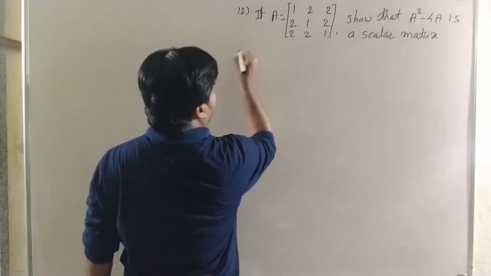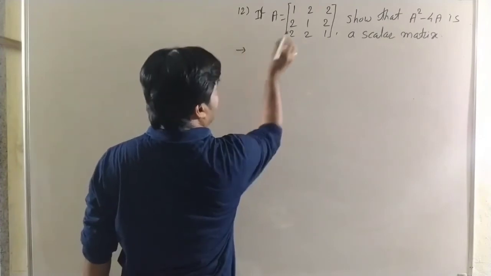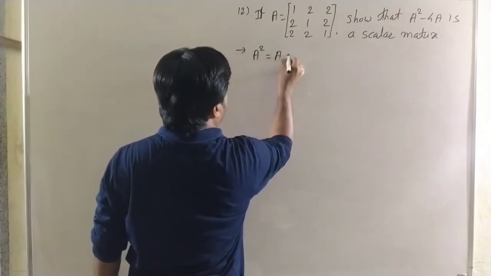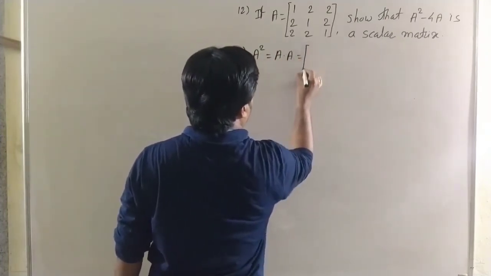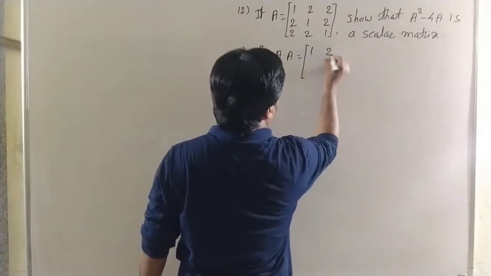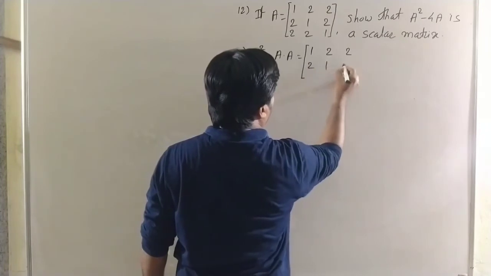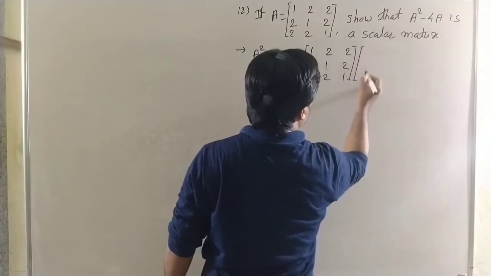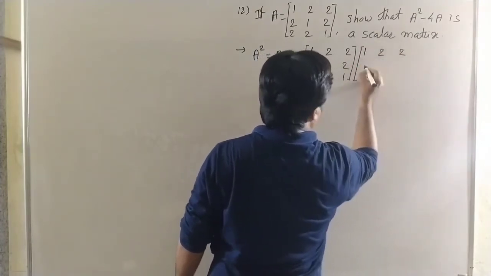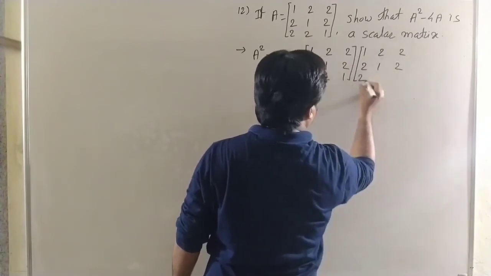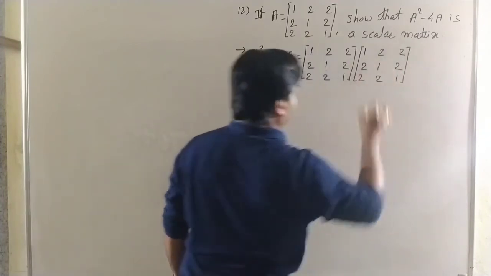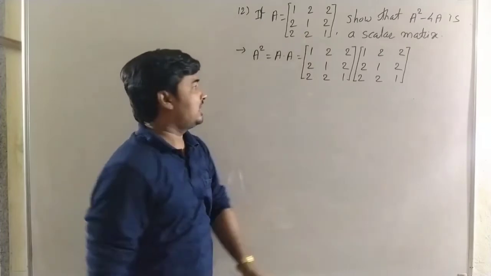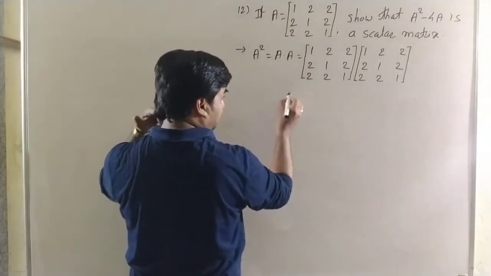Now it is the given matrix A. First we find A square. A square means A into A, the matrix 1 2 2, 2 1 2, 2 2 1 multiplied by the matrix 1 2 2, 2 1 2, 2 2 1. That is the multiplication of these two matrices, and we write it here.